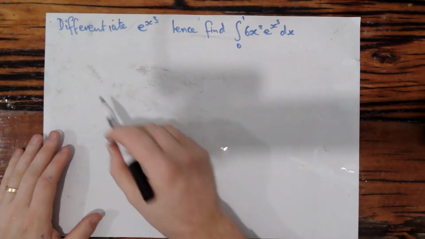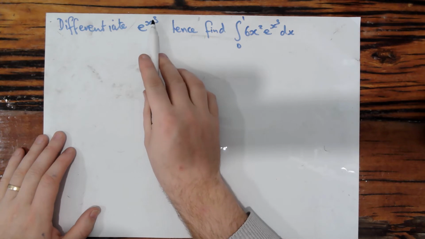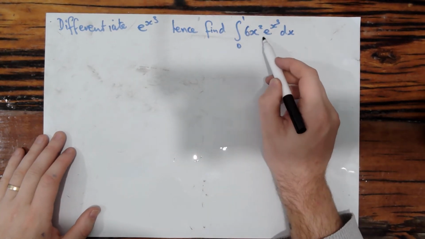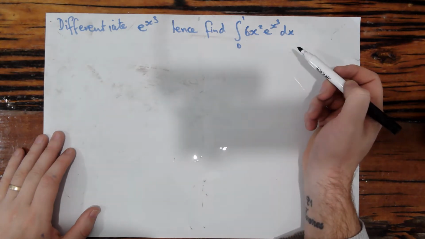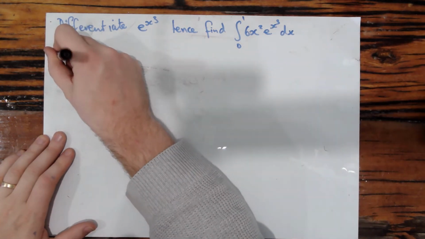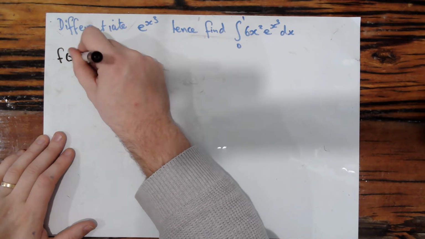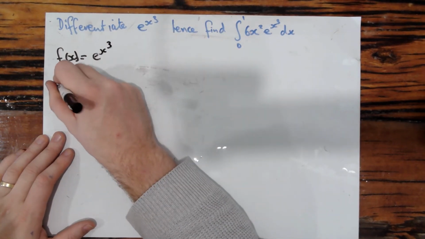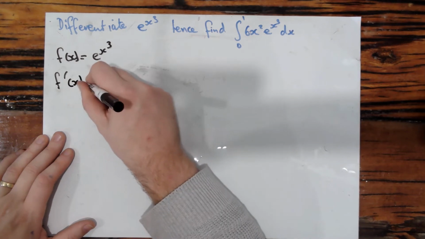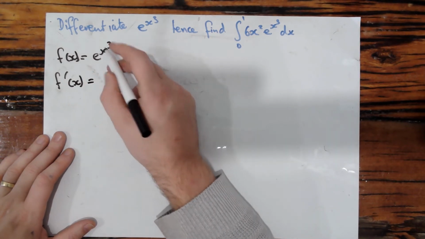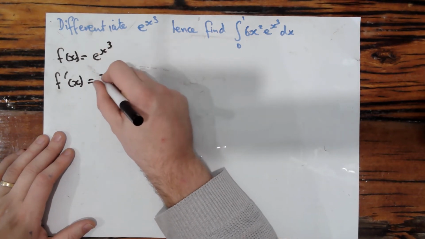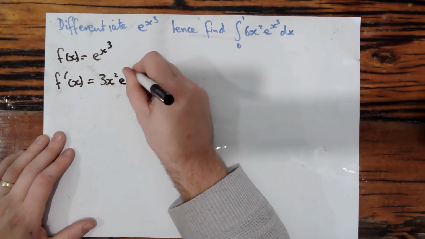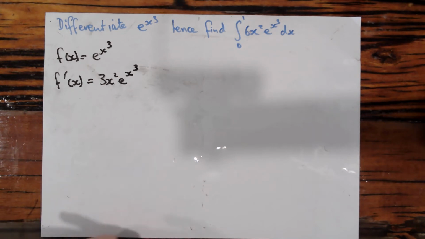Okay, so we want to differentiate e to the x cubed, and then hence find the integral from 0 to 1 of 6x squared e to the x cubed dx. So we'll start off again with f of x equaling e to the x cubed. Therefore f dash of x equals, we take our derivative of x cubed, which is 3x squared, and times it by e to the x cubed. Okay, so we've got our derivative.